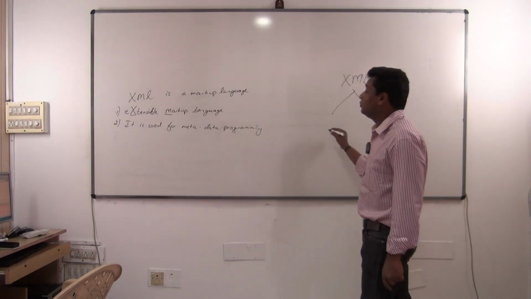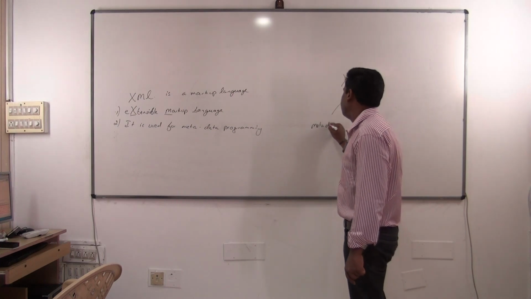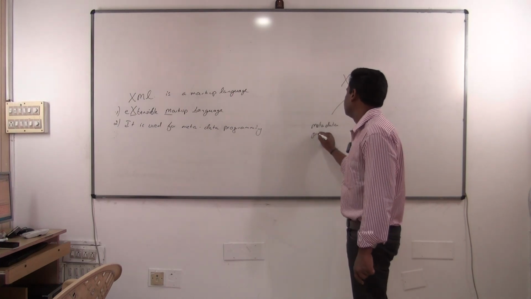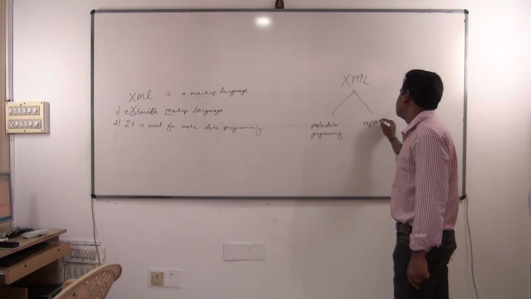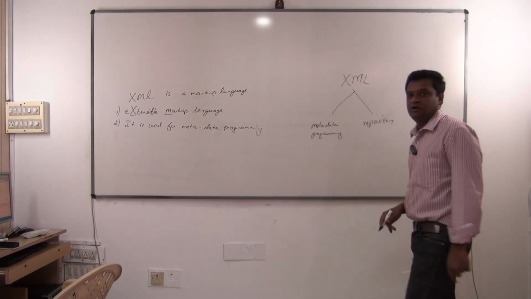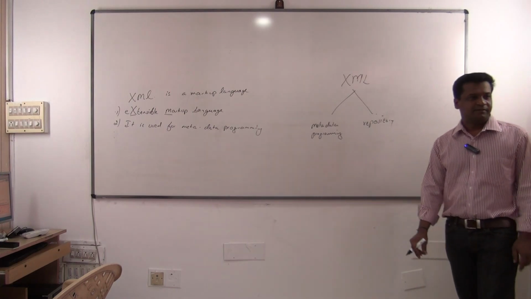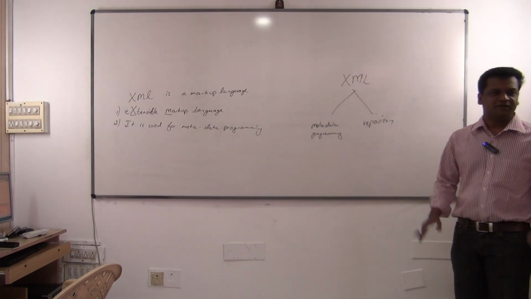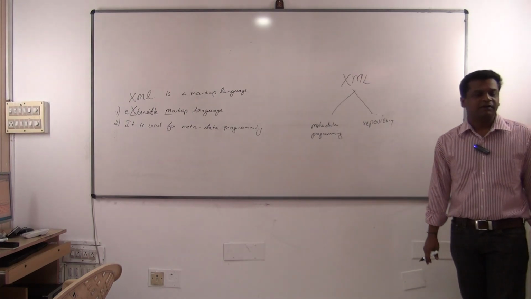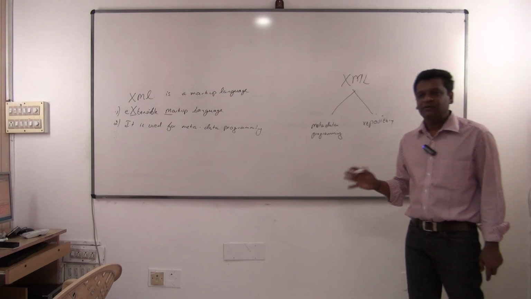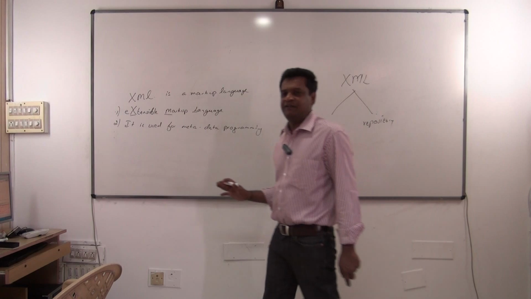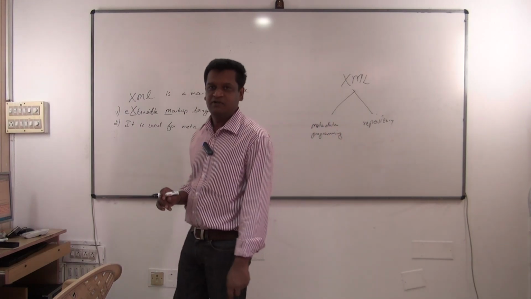So XML is used for two purposes. One is metadata programming, and the other is that it can be used as a repository. Repository means you can store some data or information inside XML. But remember one thing, XML is not an executable file. You can never execute XML files.